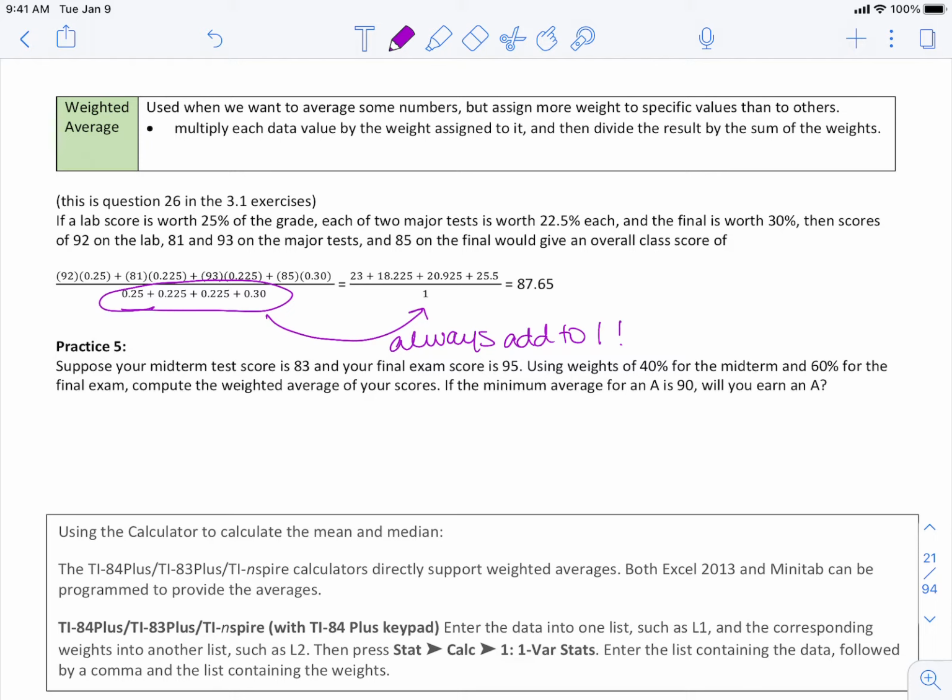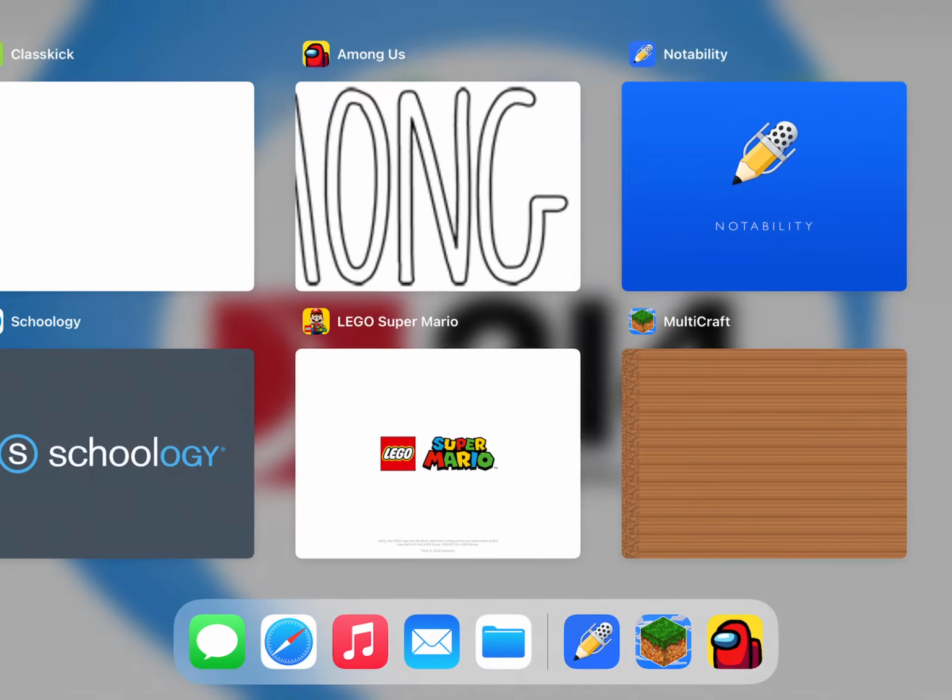Suppose your midterm test score is 83 and your final exam score is 95. Using weights of 40% for the midterm and 60% for the final exam, compute the weighted average of your scores. If the minimum average for an A is 90, will you earn an A?